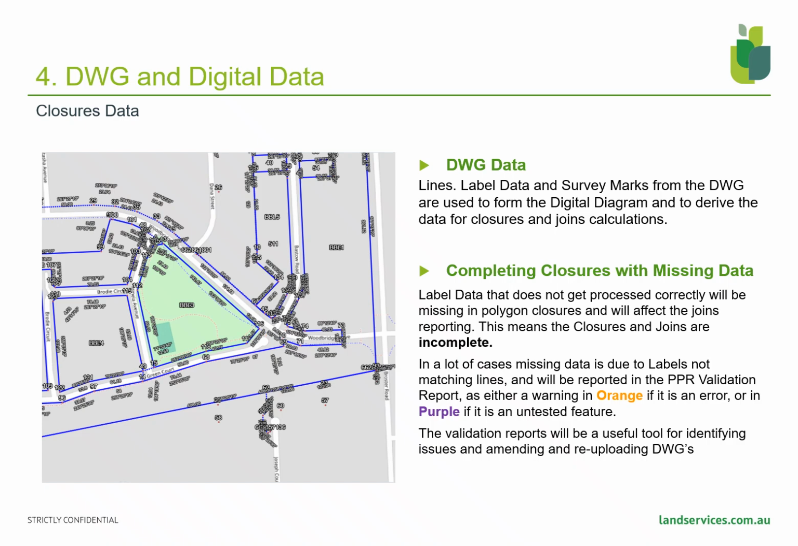In most cases, if the DWG has been drafted to the DPL CAD standard, the processing of the files is able to derive almost all of the digital information required for closures and joins, with minimal instances where the data needs confirmation, and we are able to display it in the diagram tab as closures and joins reports. The CAD and PPR validation reports will be a useful tool for identifying issues and where amendments to your DWG files are required.